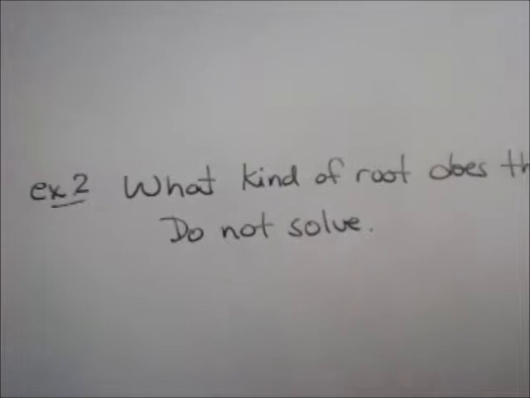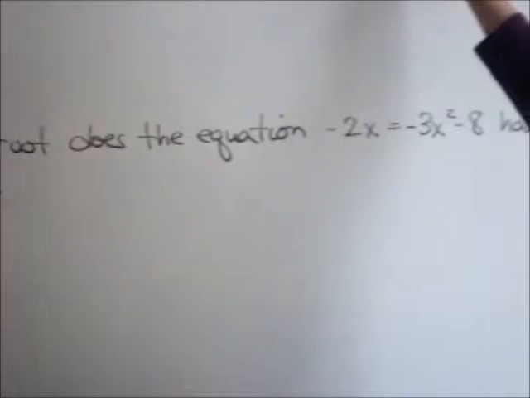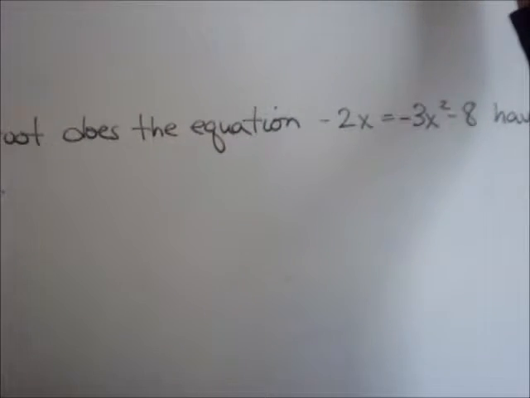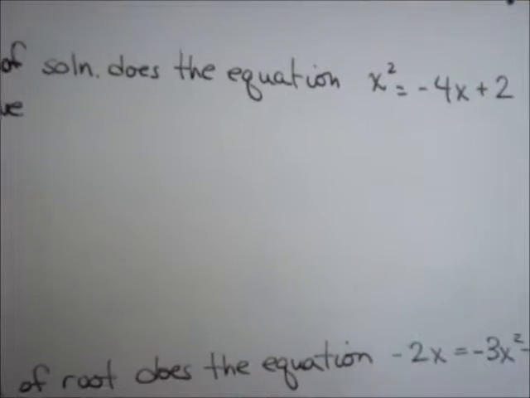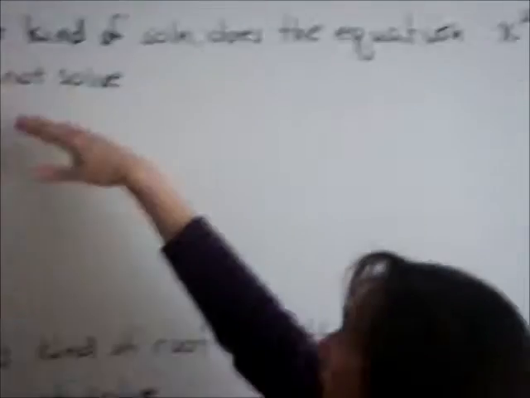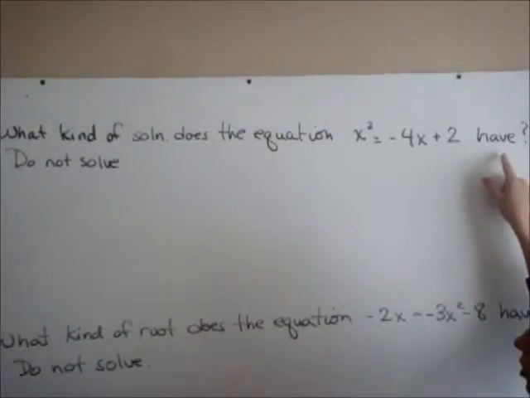They're very simple. The camera comes over here. What kind of solution does the equation x squared minus 4x plus 2 have? Oops. You okay? Yeah, I was just doing it on top. Go ahead. You're okay. Let's just do this one over again.